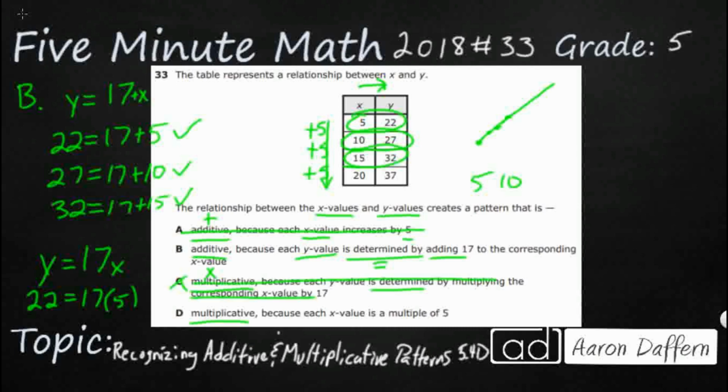And then D, multiplicative because each x value is a multiple of 5. Well, this kind of looks just like A. It only talks about the x value, doesn't talk about the y value. Yes, they are multiples of 5. That doesn't mean anything. So our answer is B.